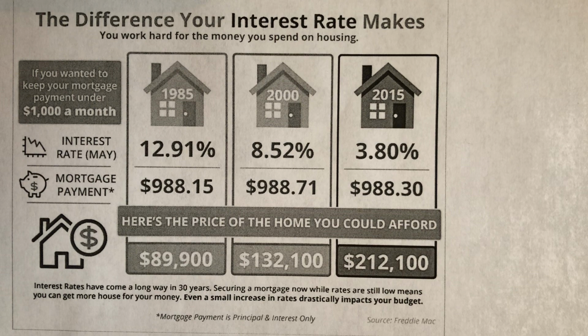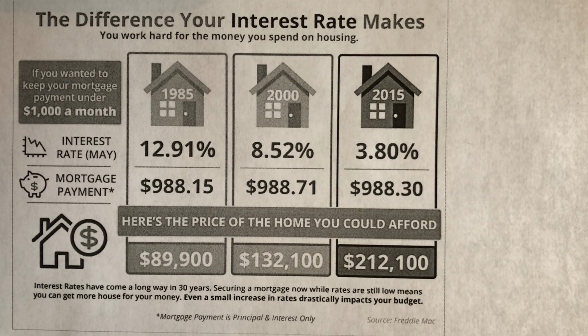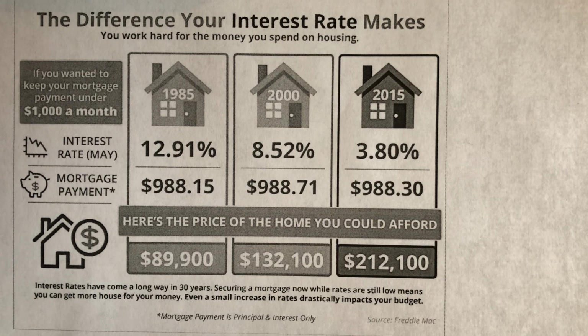In 2015, it had dropped to 3.8% average, and with a $1,000 payment you could afford a $212,000 house. Okay, that's the same monthly payment. The only difference is the interest. So the difference between 12.9% interest and a 3.8% interest is a $120,000 difference in house, really. $90,000 versus $212,000. Okay, so the interest rates do matter.